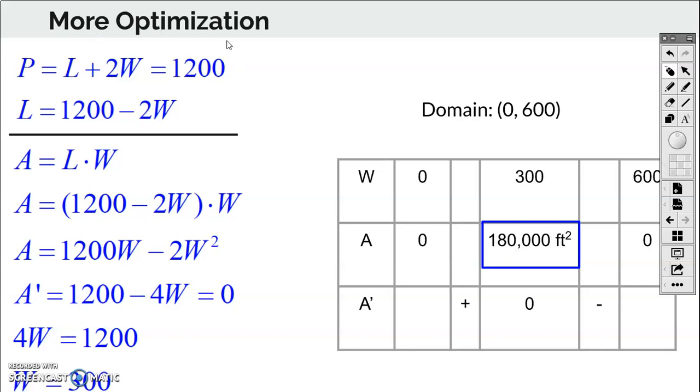So when you're finding the max or the min, just find the derivative, set it equal to 0, and then find the absolute max or min by checking the endpoints.